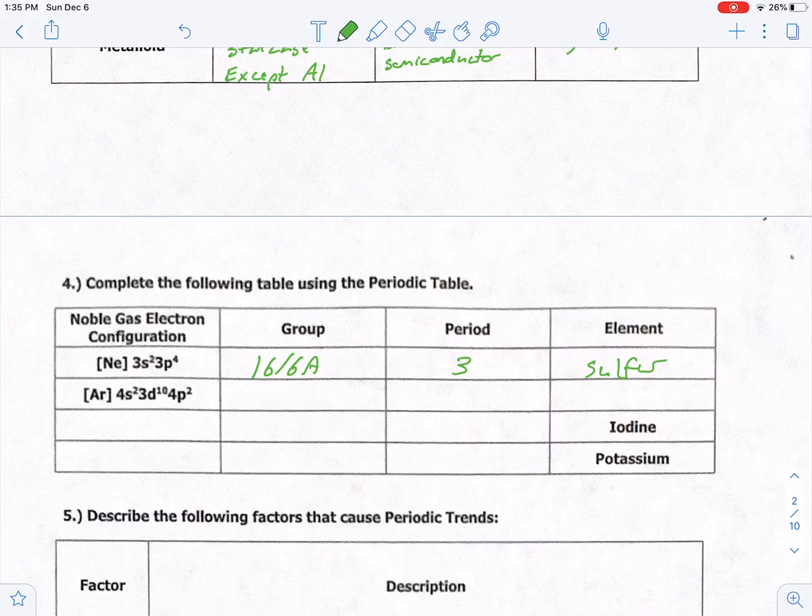Okay, so the rest of them, I'm going to go over them, and you can watch along with your periodic table. So if you look up argon 4s2, 3d10, and 4p2, you're going to land on germanium. Okay, and if you look at germanium, it's going to be in period 4. So look at your left side. And then if you look up above germanium, that's going to be in group 14/4A. Okay, so now we're going to look at iodine. So this one I'll do for you. So iodine.